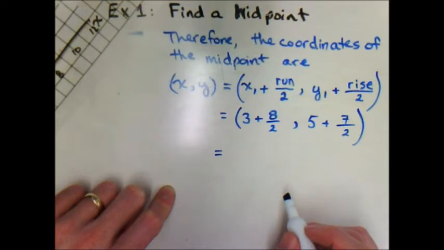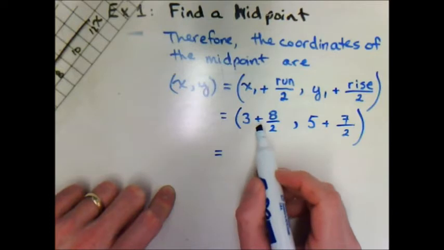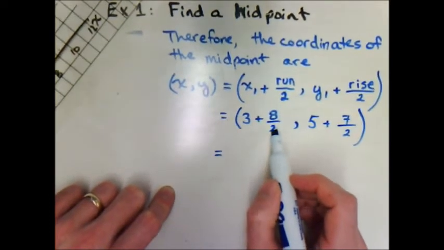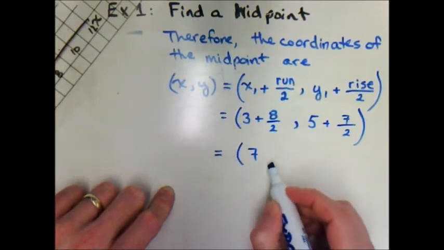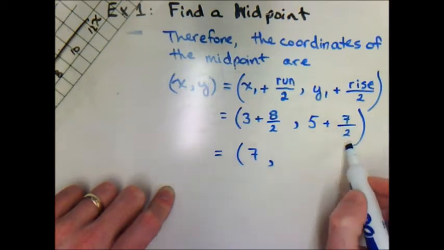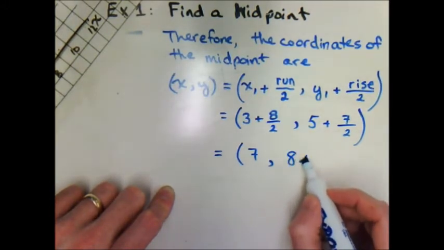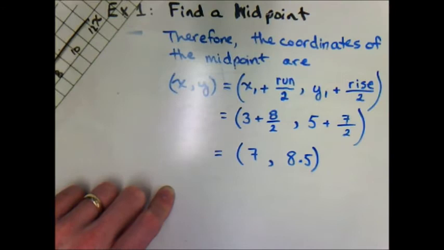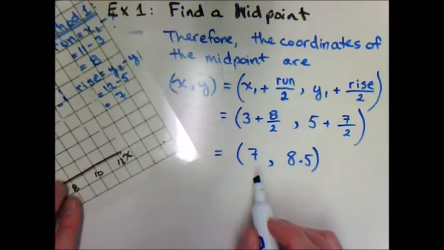I'm going to do these next 2 steps in one. So our x coordinate is 3 plus 8 over 2. Well, 8 over 2 is 4. So 4 plus 3 is 7. And then we have 5 plus 7 divided by 2. 7 divided by 2 is 3.5, plus 5 is 8.5. So if we did this correctly, then our midpoint should be found at the point 7, 8.5.